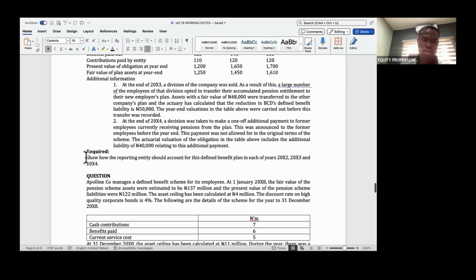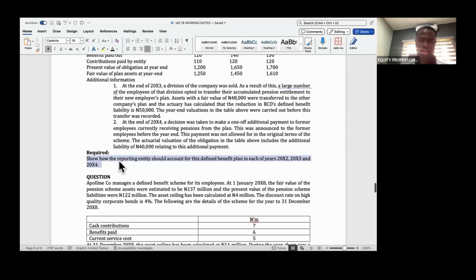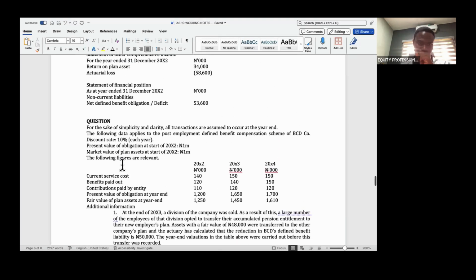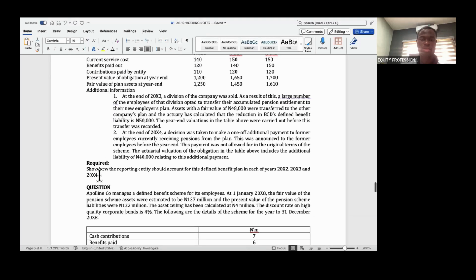You said show how the reporting entity should account for this defined benefit plan in each of the years. Okay, so let's begin one by one. If you look at the very first part of the question, they give us the discount rate, usually to calculate the interest. They give us the PV of obligation at the beginning of the year. They give us the market value of the plan asset at the beginning of the year. So let's execute those first.